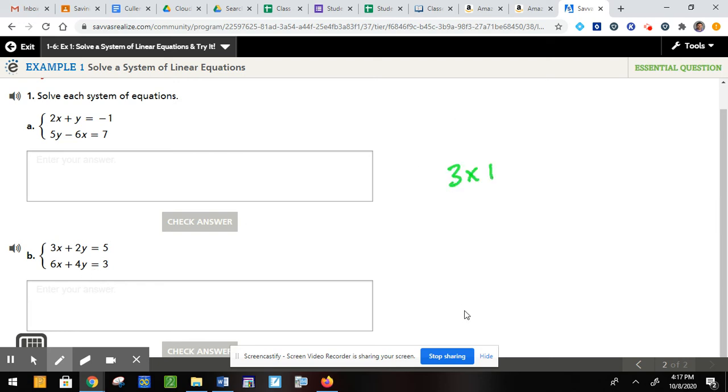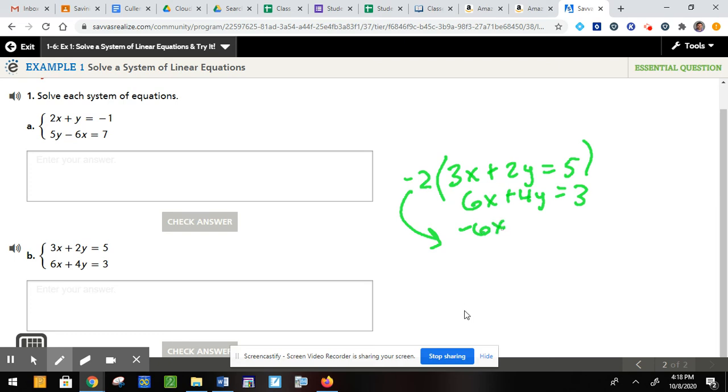So what you need to do though is figure out what you want to eliminate. First thing that jumps out to me is that 3 is half of 6. So if I multiply the first equation by -2, I'm going to create the x being the opposite of that x. So I'm going to rewrite that down here. You have -6x. Again, -2 times 3x would be -6x. -2 times 2y would be -4y. And then -2 times 5 would be -10.